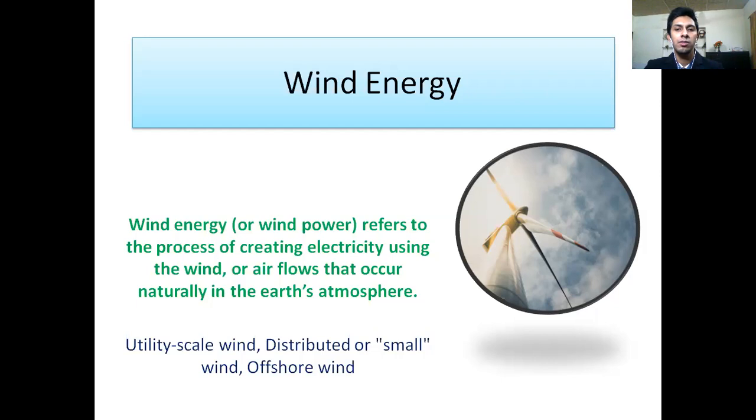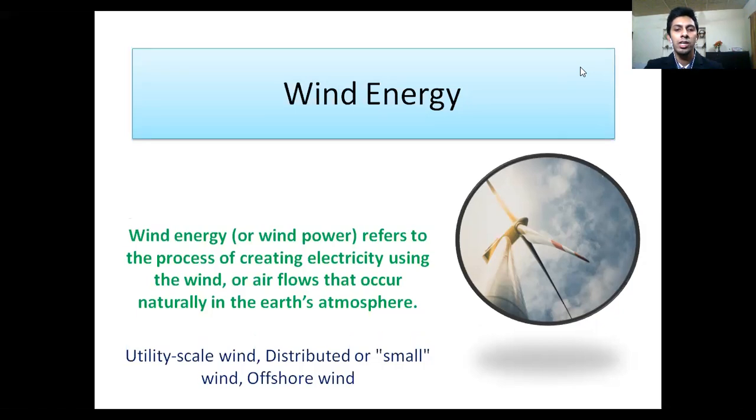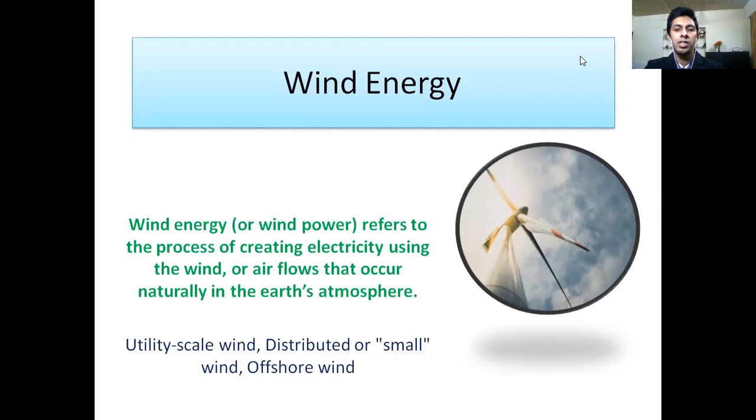There are three main types of wind energy. The first one is utility-scale wind: wind turbines that range in size from 100 kilowatts to several megawatts. There, the electricity is delivered to the power grid and distributed to the end user by electric utilities. The second one is distributed or small wind: single small wind turbines below 100 kilowatts that are used to directly power a home, farm, or small business and are not connected to the grid.